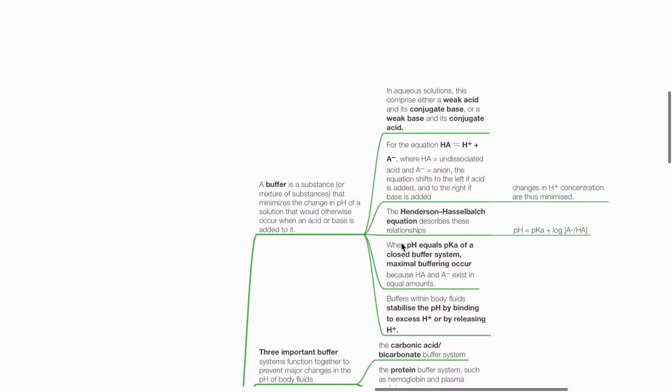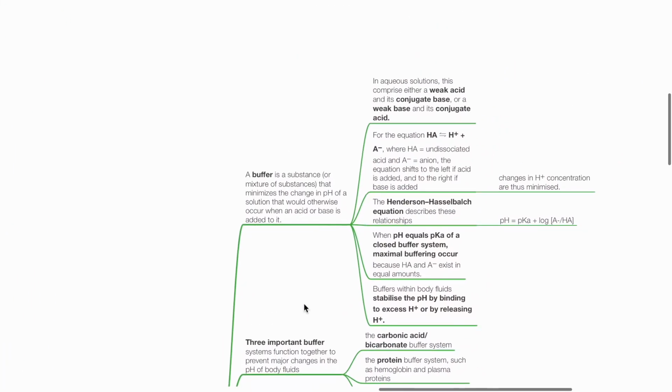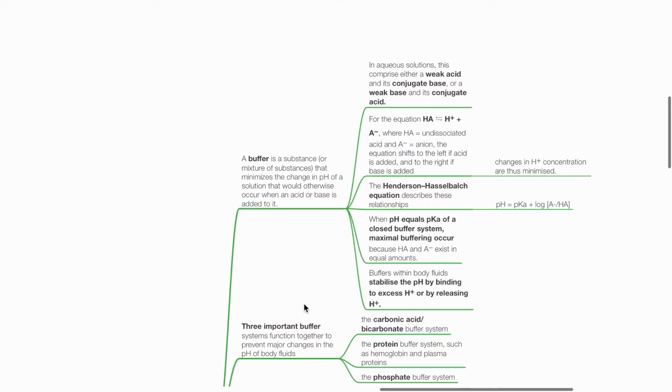Introduction. A buffer is a substance or a mixture of substances that minimizes the change in pH of a solution that would otherwise occur when an acid or base is added to it. In aqueous solutions, this comprises either a weak acid and its conjugate base, or a weak base and its conjugate acid. For the equation, HA becomes H+ plus A-, where HA is undissociated acid and A- is the anion. The equation shifts to the left if acid is added and to the right if base is added. Changes in H+ concentration are thus minimized.